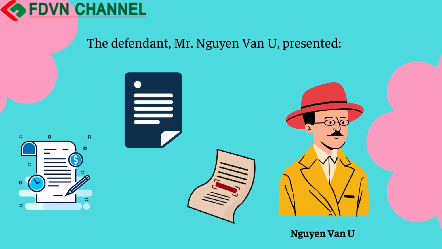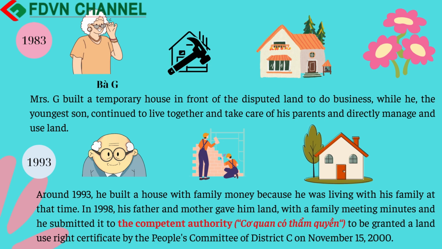The defendant, Mr. Nguyen Van Yu, presented. He agreed on the blood relationship as presented by Mrs. G. The origin of the disputed land was discovered by Mr. M and Mr. B in 1950. In 1983, Mrs. G built a temporary house in front of the disputed land to do business, while he, the youngest son, continued to live together and take care of his parents, and directly manage and use the land.